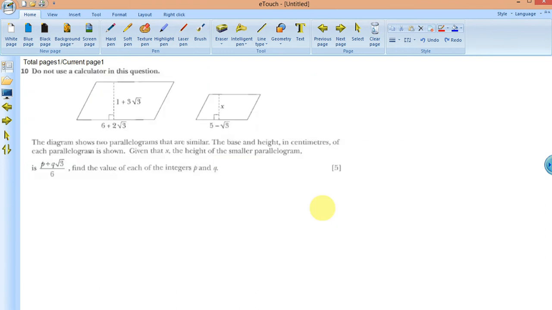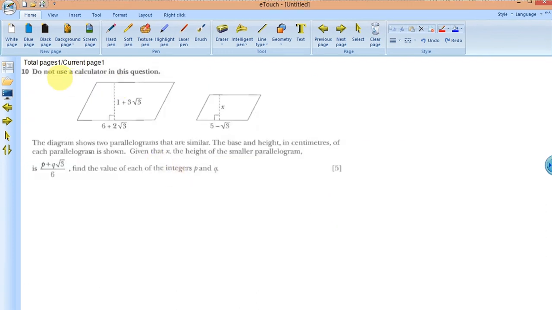Okay, this here is the next question. For some reason, do not use the calculator in this question. So I expect you not to use a calculator to complete this very task. Okay, so let's go ahead with the question.